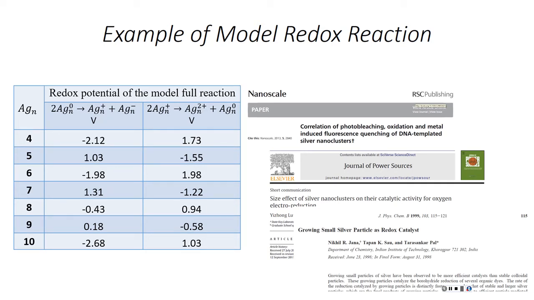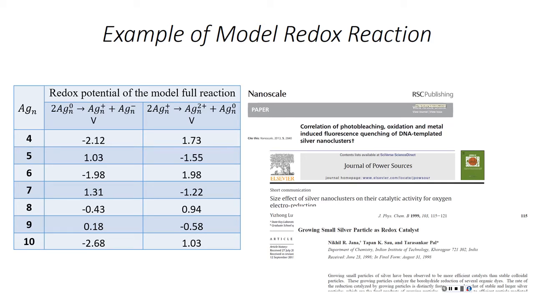So we can expect that if the initial cluster is silver 4 plus, eventually you will get more silver 2 plus and silver neutral. But if you consider the overall thing, where the initial is silver plus and you get an equal number of silver 2 plus with some unreacted silver plus, ultimately you will get more positively charged cationic clusters in your system. That's also experimentally true: you get a cationic system, not a neutral system.